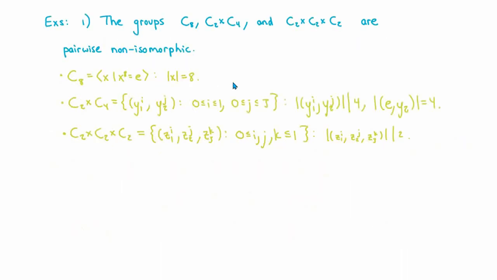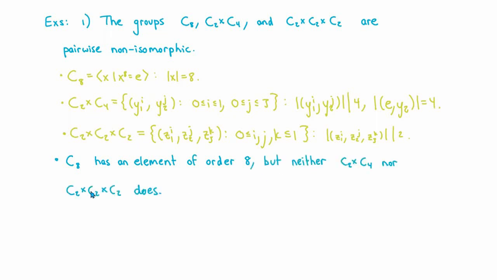Well, this is all the information that we need in order to prove that these three groups are pairwise non-isomorphic. Remember that if there were an isomorphism between any two of these groups, then that isomorphism would have to preserve the number of elements of any given order. But if you look at these three groups, the only group here which has an element of order 8 is C8. And that right away tells us that it can't be isomorphic to either of the other two groups, since neither one of them has an element of order 8. Therefore, we know that C8 is not isomorphic to either of those other two groups.